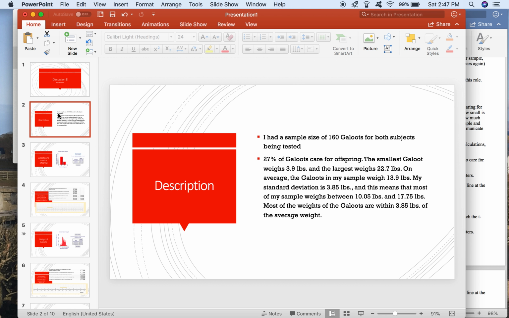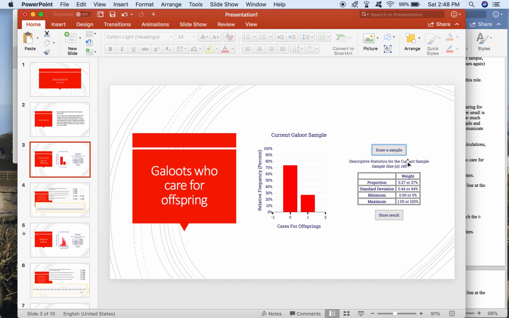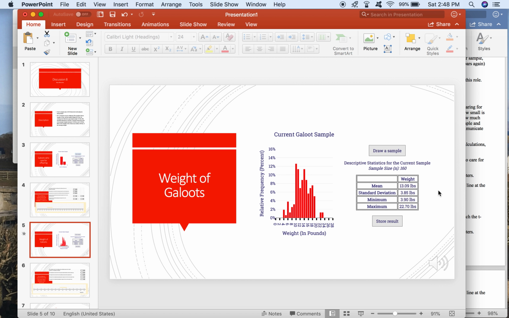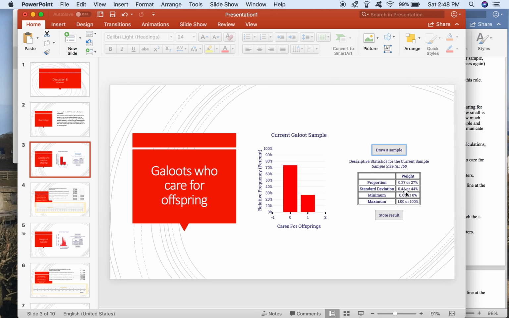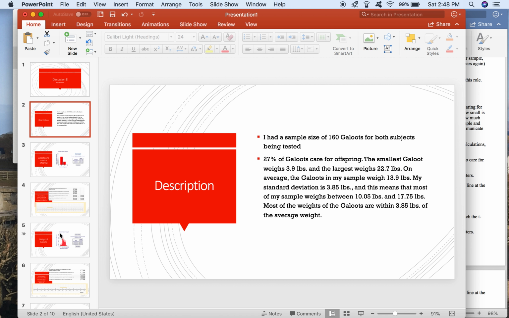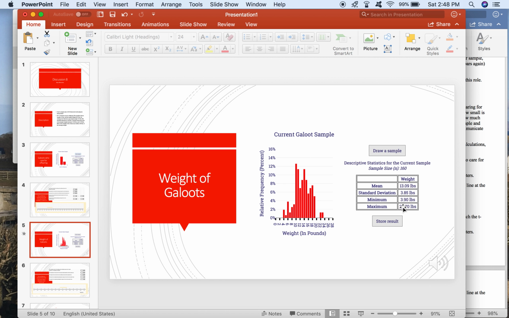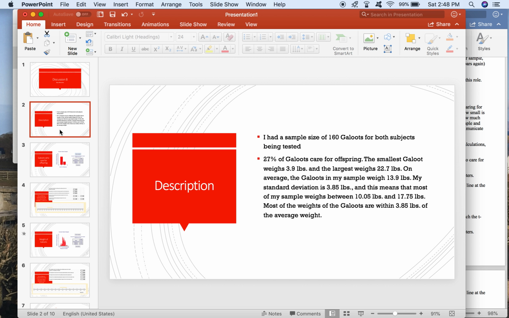Since my last name starts with N, I had a sample size of 160 galutes for both the weight and the care for offspring. So I'm going to jump ahead to these. This is my histogram and my data for weight, and my histogram and data for care for offspring as well. 27% of the galutes care for offspring, and the smallest galute weighed 3.9 pounds, and the largest weighed 22.7, my bad.